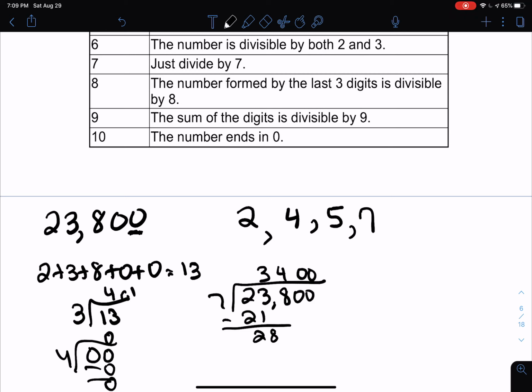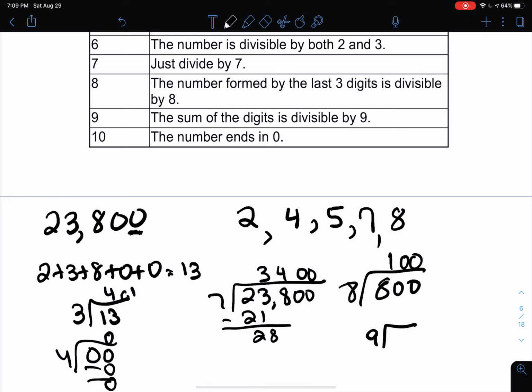Let's see, for 8, well, the last 3 digits just have to be divisible by 8. Yeah, that works. So 8's in. 9, well, over here we did the sum of the digits and got 13. 9 does not go into 13 evenly. 9 goes in with 1 remainder of 4, so 9's not an answer. But the number does end in 0, so 10 works. So 23,800 is divisible by 2, 4, 5, 7, 8, and 10.